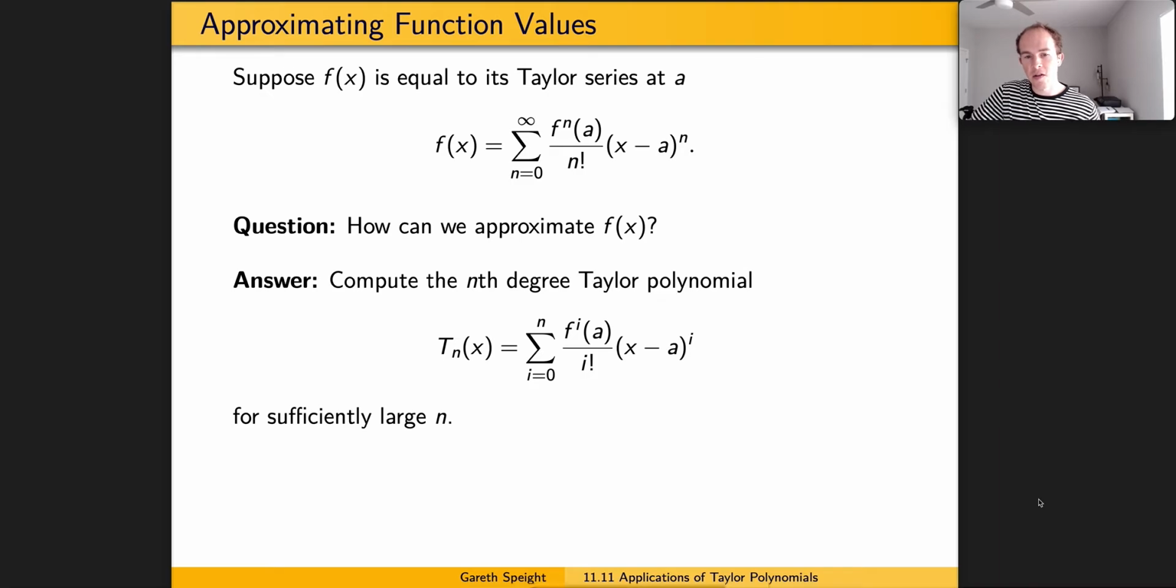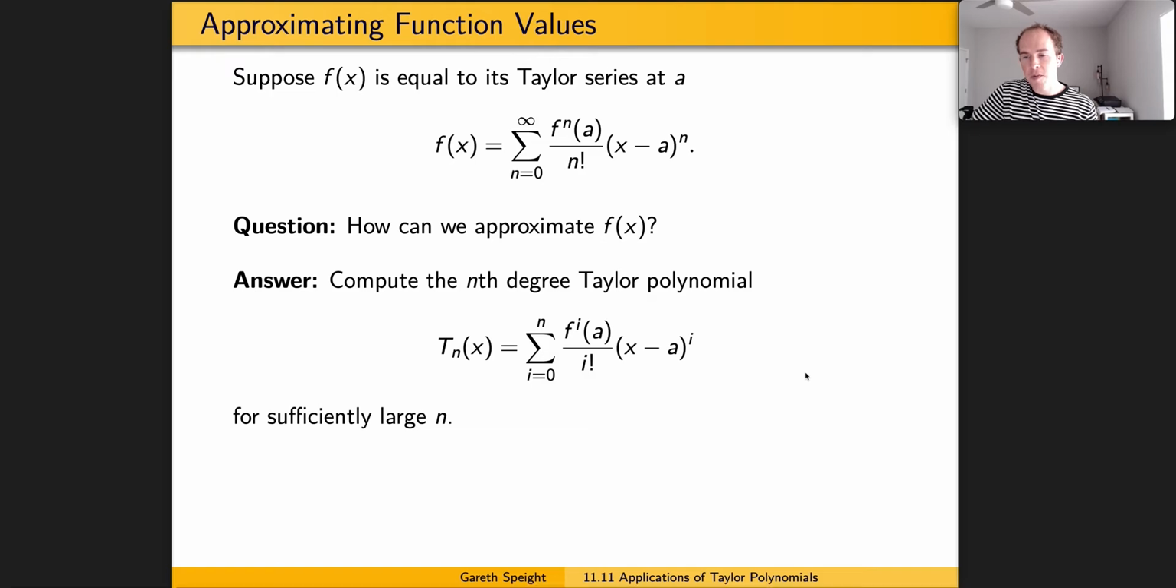So let's compute this so-called nth degree Taylor polynomial. It's just the same thing, except we only add up to the nth term. And since we're adding up to the nth term, we don't want to use n as our index anymore. We replace that by i. So it's the sum from i equals 0 to n of f^(i) of a over i factorial times (x minus a) to the i. Just up to the nth term in the Taylor series.